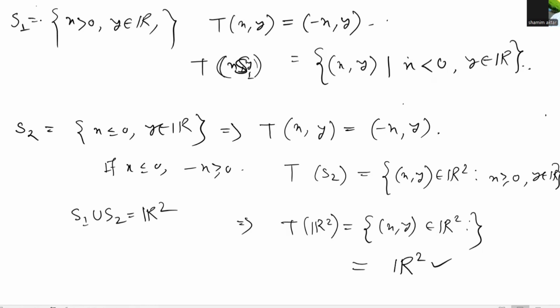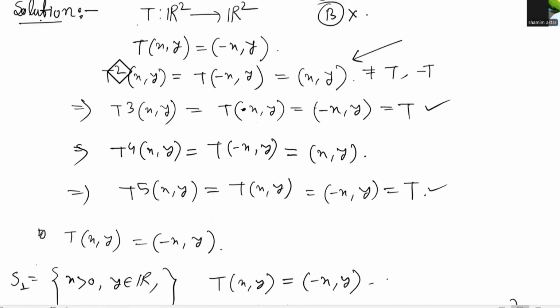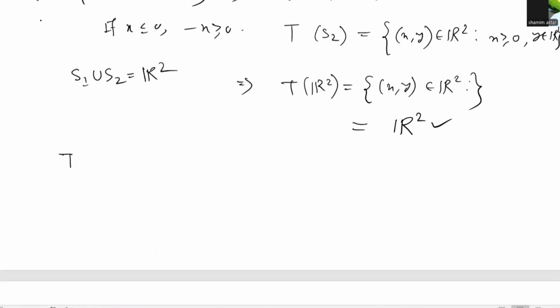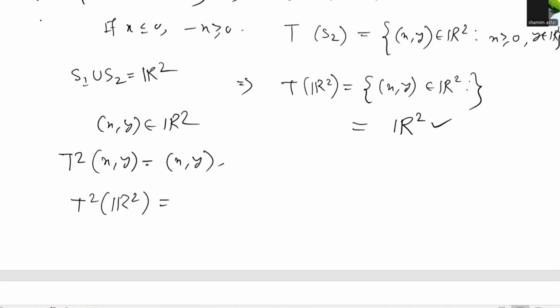Now T squared (x, y) equals (x, y). Here (x, y) is an arbitrary point. So T squared is the identity operator, so the range of T squared is equal to R2. Clearly here the range of T equals the range of T squared.